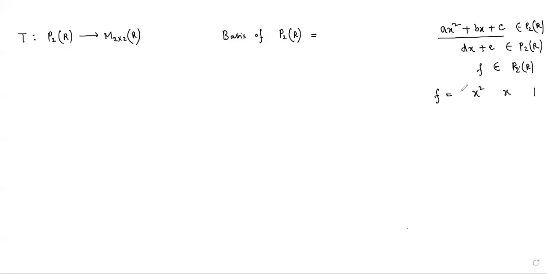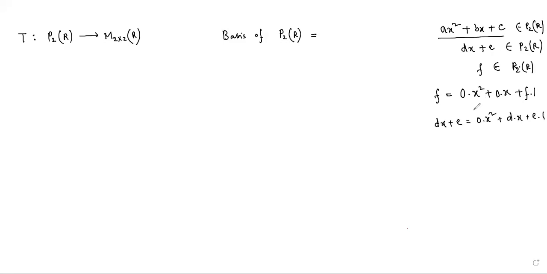How? What will I write? 0 into x square, 0 into x plus f into 1. Yes, the answer is correct. I'm just justifying the point that you have made just now. So dx plus e can be written as 0 into x square plus d into x plus e into 1.